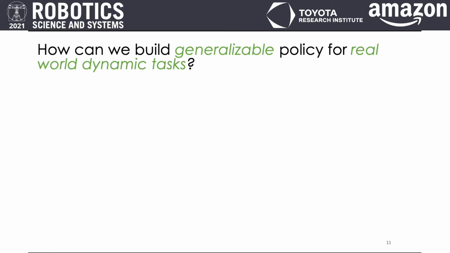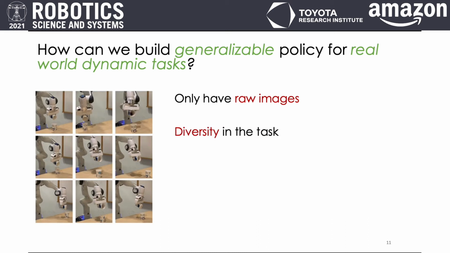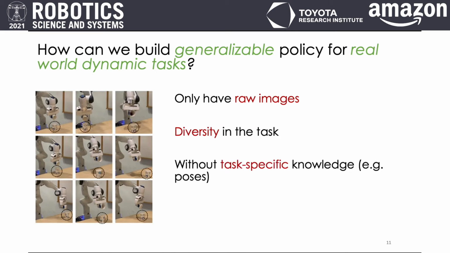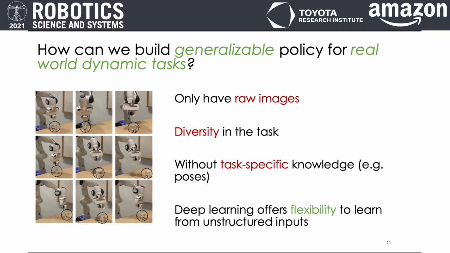So can we build generalizable robot policies for dynamic tasks in the real world, only operating from raw images? This means that we must be able to handle diversity in the task without using any task-specific knowledge. We aim to do this by combining the ability of NDPs to reason in the space of trajectory distributions with the ability of modern deep robot learning methods to learn from unstructured image data.